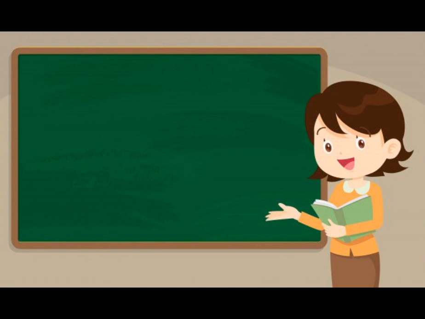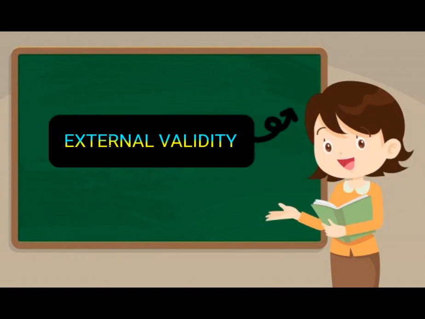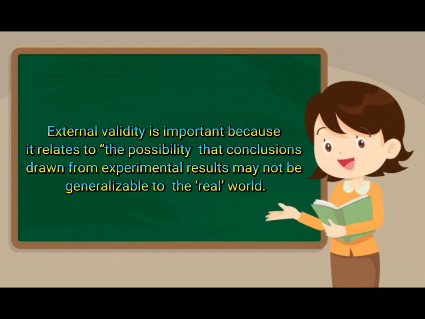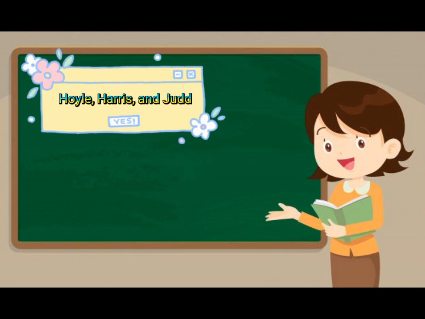Before taking up specific types of experimental designs, external validity, the second type of validity important to successful experimental research, will be considered. External validity is important because it relates to the possibility that conclusions drawn from experimental results may not be generalizable to the real world.